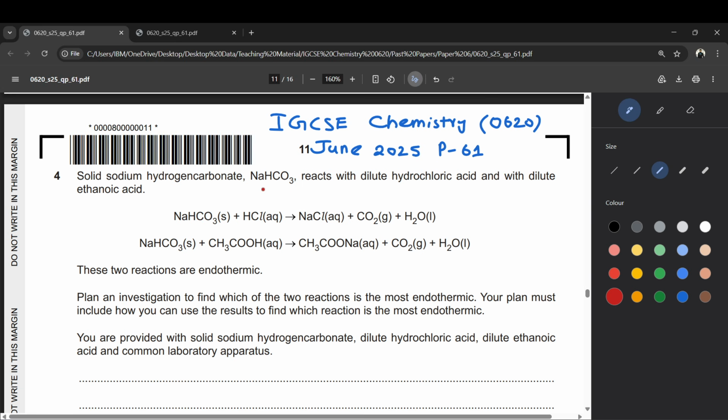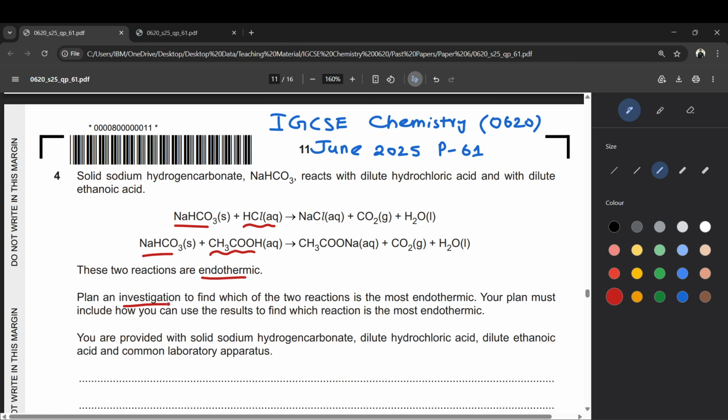Solid sodium hydrogen carbonate reacts with dilute hydrochloric acid and with dilute ethanoic acid. So there are two reactions. In both of them, you have solid sodium hydrogen carbonate, and in one of them, we are using hydrochloric acid. In the other one, we are using ethanoic acid. These two reactions are endothermic.